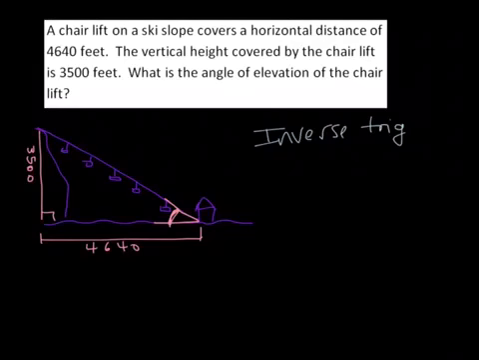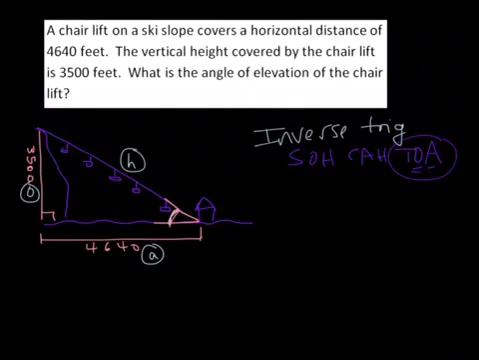So let's first label our sides. This is our hypotenuse. It's across from the right angle. Opposite of the angle right here that we're talking about is the opposite side, and remaining is our adjacent side. If the two sides that we know are the opposite and the adjacent, we are going to use the tangent ratio, because TOA tells us that the opposite and the adjacent are together in the tangent ratio. So the tangent ratio of that angle, let's just call it angle A, is equal to the opposite side, which is 3,500, over the adjacent side, which is 4,640.